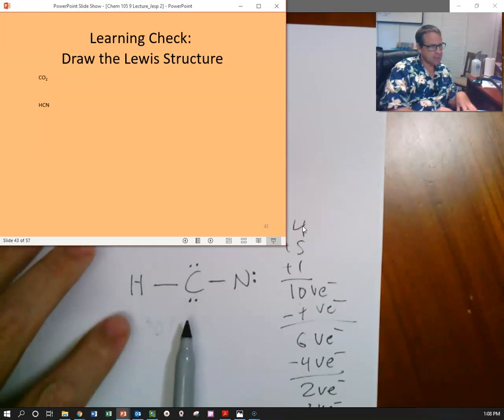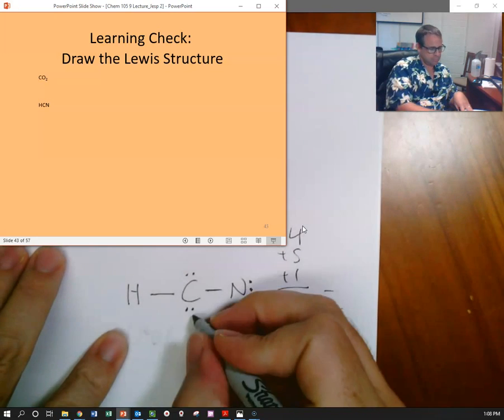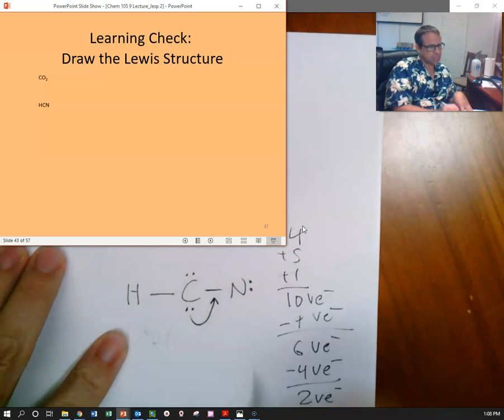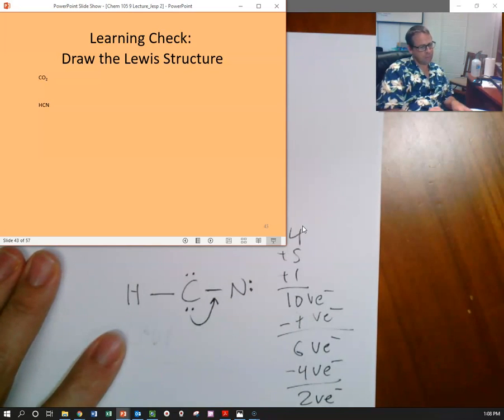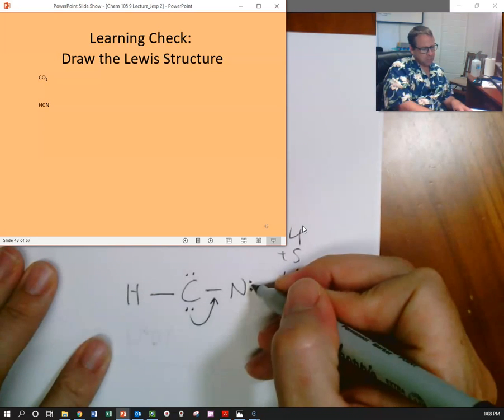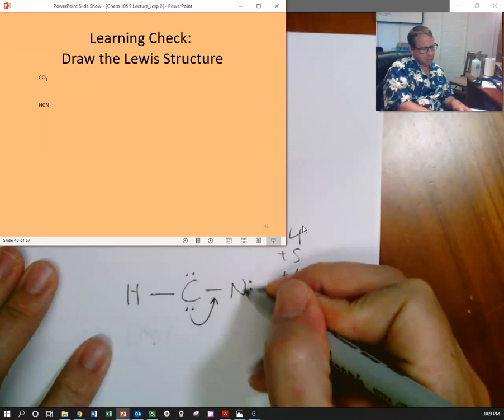Did we get to this last class? You can take 2 of the dots from carbon and make another bond going to nitrogen. Or turn some of the dots into a bond from carbon to nitrogen. Were you thinking maybe bringing these over? Is that what you're thinking? Yeah. But that would, that's good.